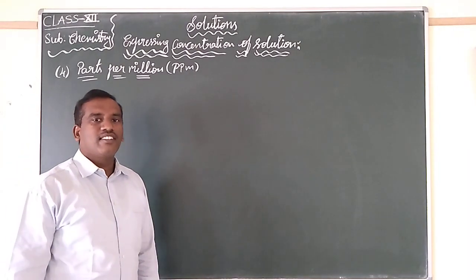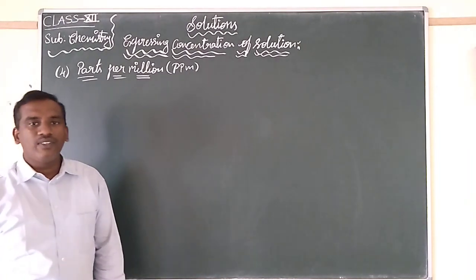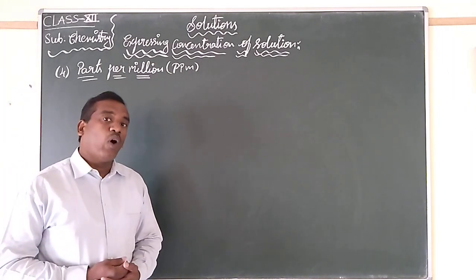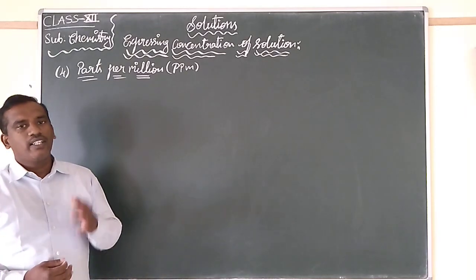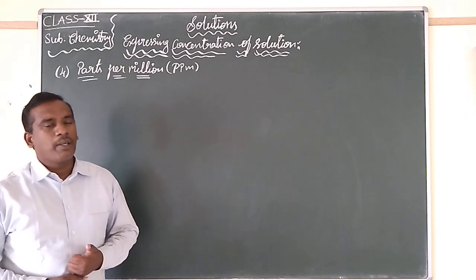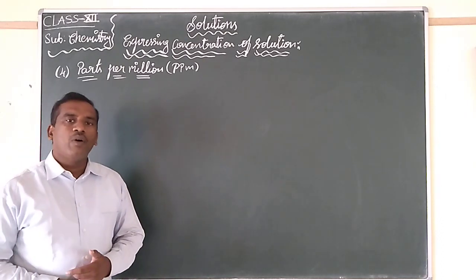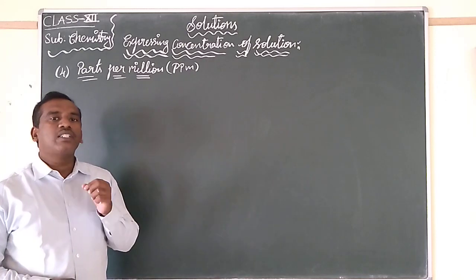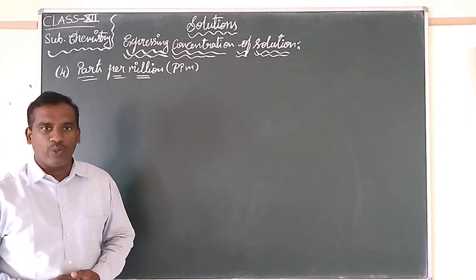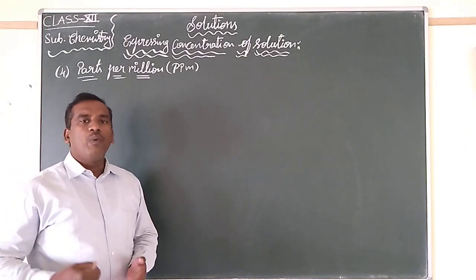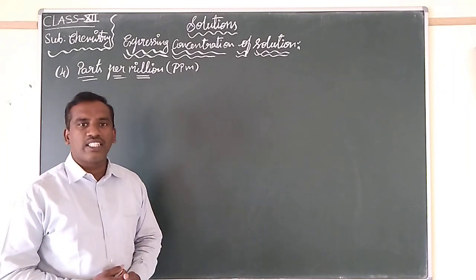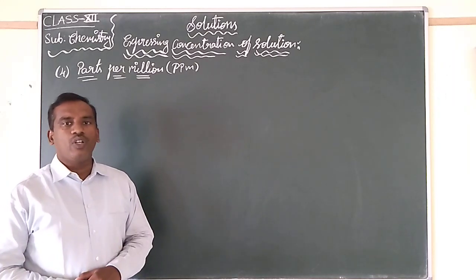Hi students, in our previous video we had discussed expressing the concentration of a solution. Three methods were discussed. What are they? Mass by mass, volume by volume and mass by volume are the three methods discussed in our previous video. And in this video we are going to continue with the remaining methods of expressing the concentration of a solution.